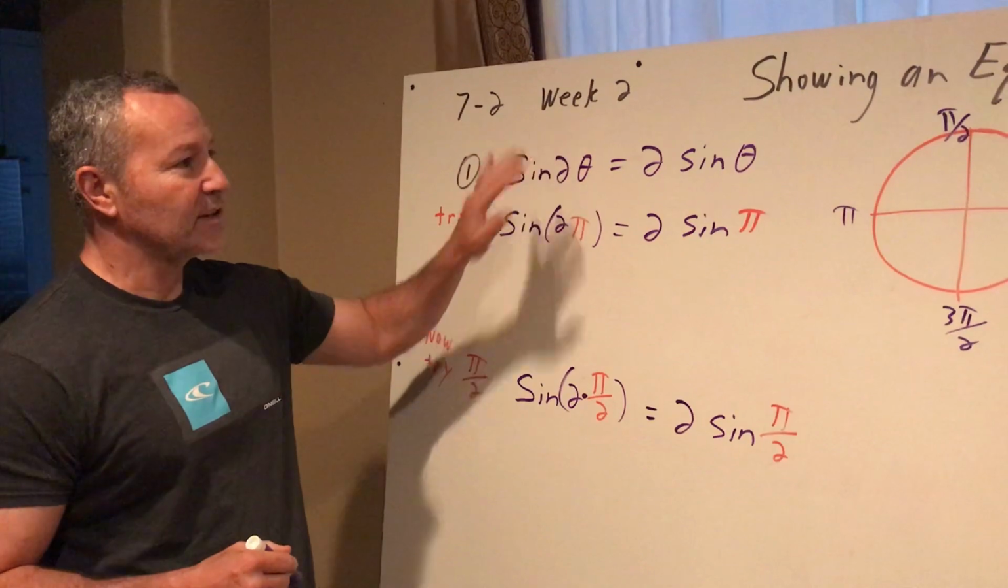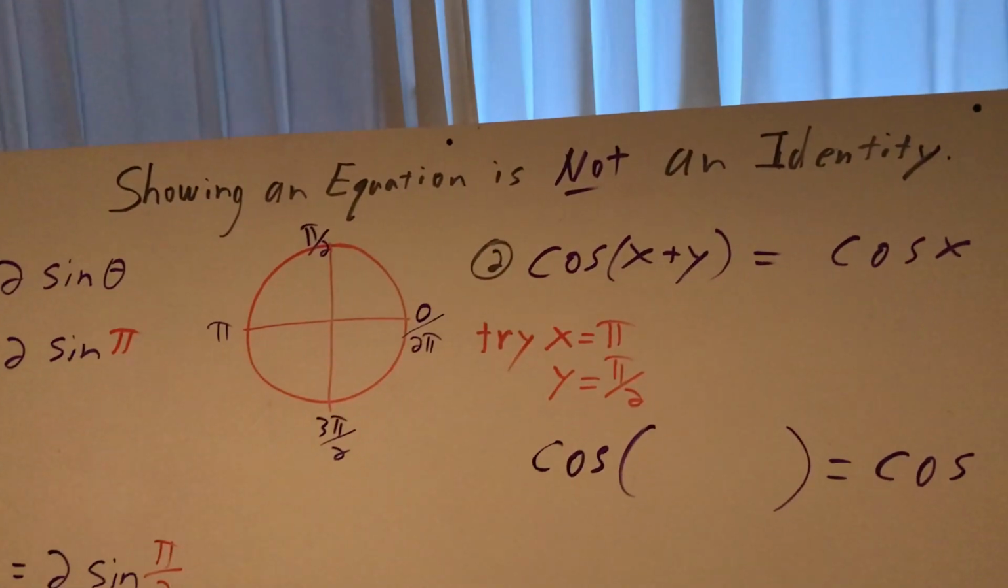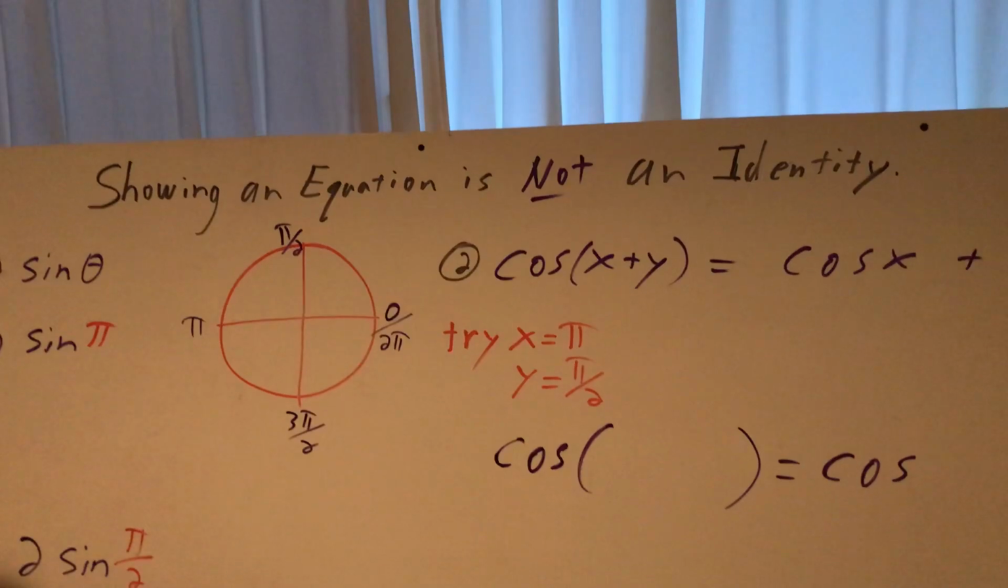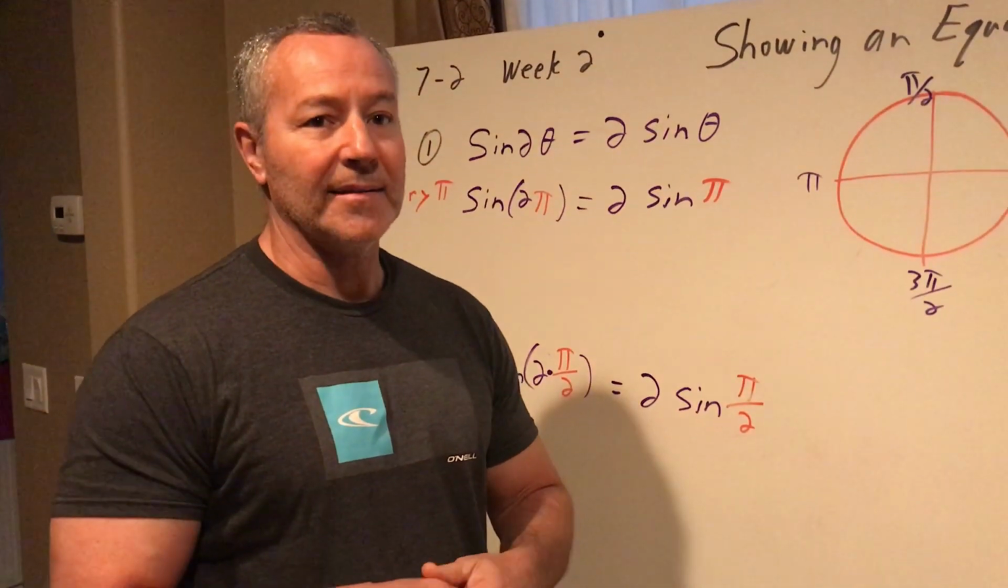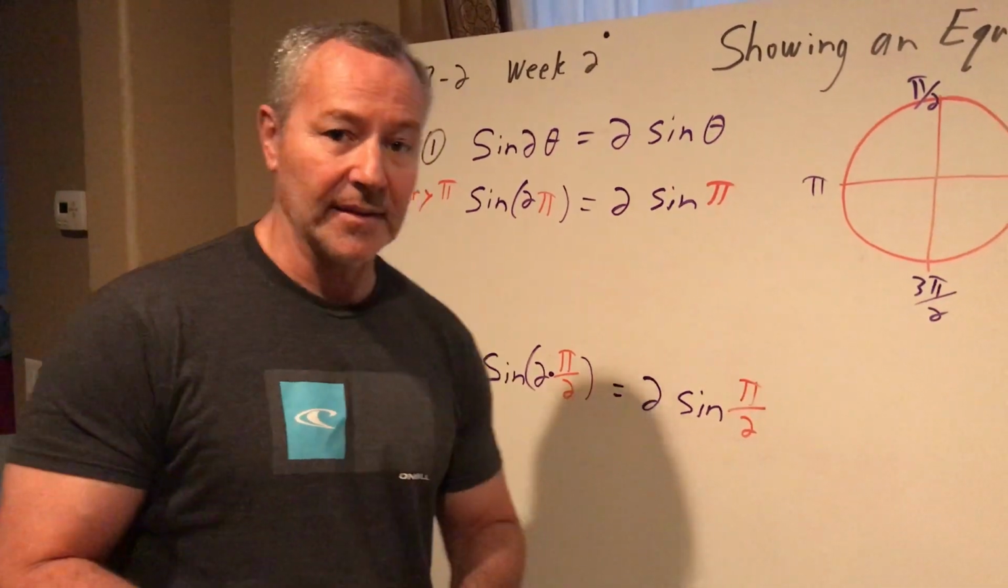This is week 2, our video here, and we're finishing up section 7-2, so we have an assignment today. All right, today we're showing an equation is not an identity. An identity has to work for all cases. So all we have to do to show an equation is not an identity is to show one case that fails, that's not true.